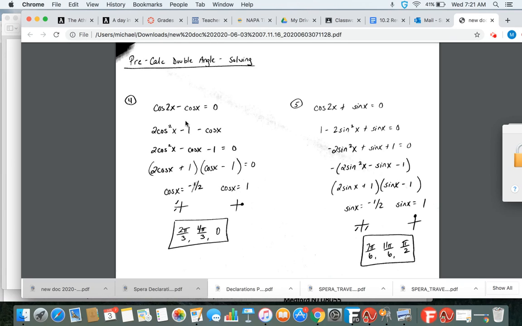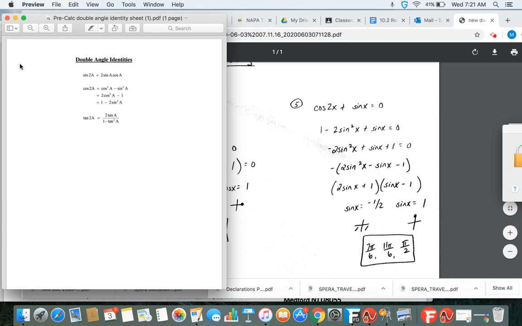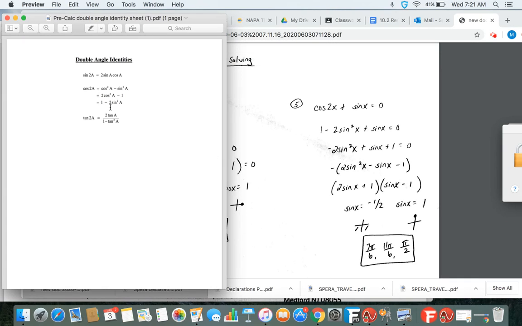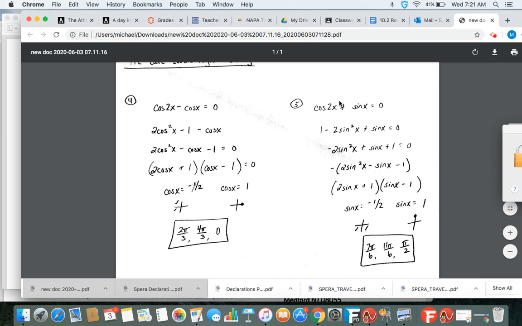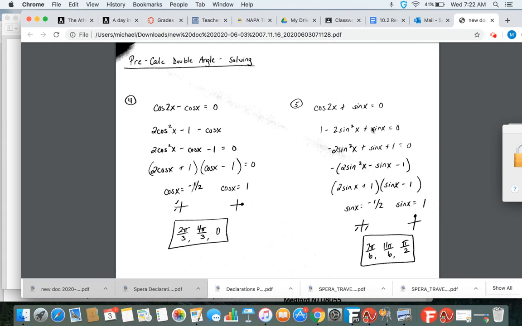And number 5 looks very similar. The only difference was that instead of a cosine, we had a sine. So because of that, I chose to use this third cosine 2x identity. Right? There are multiple choices here for cosine, and I chose to use the last one. Why? Because it was sine, and I wanted to make sure it was all the same trig function within the problem. So I did that. Again, I restructured the terms and just put them in a different order. The first term was negative, so I took that out and changed the signs. And then again, I just factored.